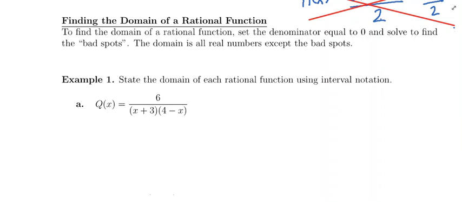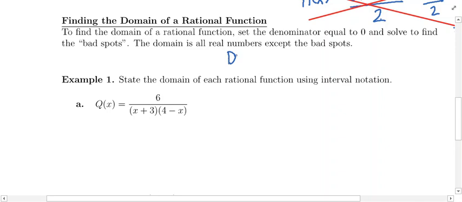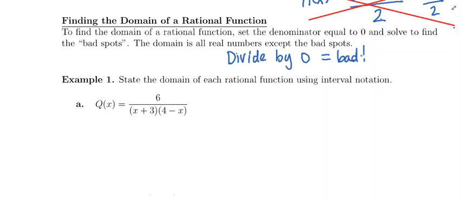Okay, so remember, why is this true? Why is this the method for finding the domain of a rational function? Well, if you have a fraction, you can never have a 0 denominator. If you divide anything by 0, that's bad. So we look for the bad spots by figuring out what x values make the bottom equal to 0, and then our domain is going to be all real numbers except for those bad spots.